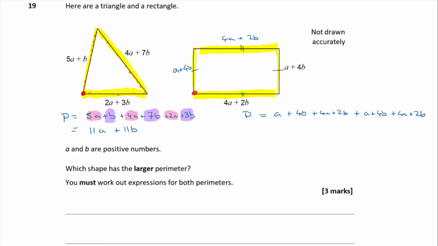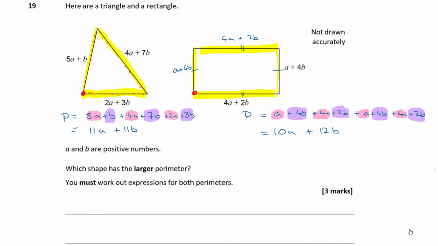Now again, I'm going to go and collect like terms. So I've got an a, 4a, an a, and a 4a, that's 10a, isn't it? So that adds up to 10a. And then I've got a 4b, a 2b, a 4b, and a 2b, and that adds up to 12b. So what is bigger, 10a plus 12b or 11a plus 11b?